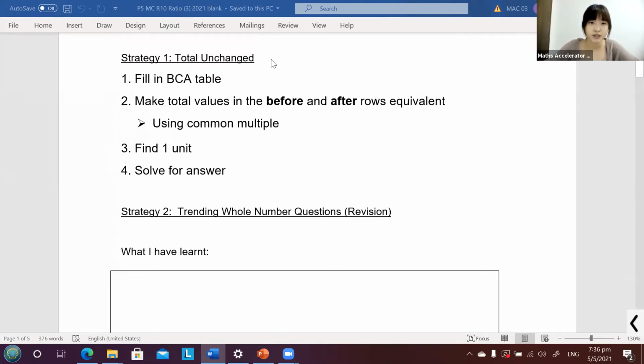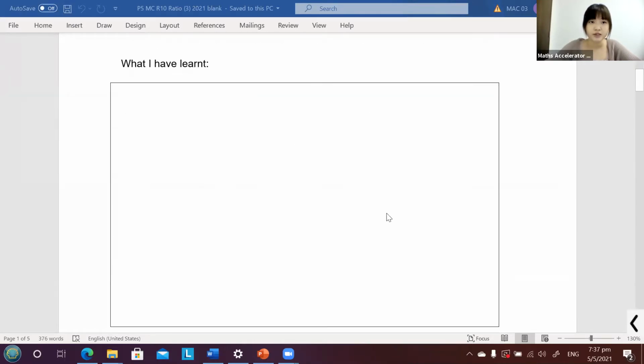So what are the steps to doing the total unchanged for the ratio questions? If you remember, last lesson we did single unchanged. That is different from total unchanged, so different types of questions can come out. This is just one type. Last week was another type. For total unchanged, we first fill in the BCA table, which is before, change, and after. We make the total values in the before and after rows equivalent using our common multiple. After that, we find one unit and we can solve our answer already. So you can write down whatever you've learned into this box, so you can revise it before your exam.